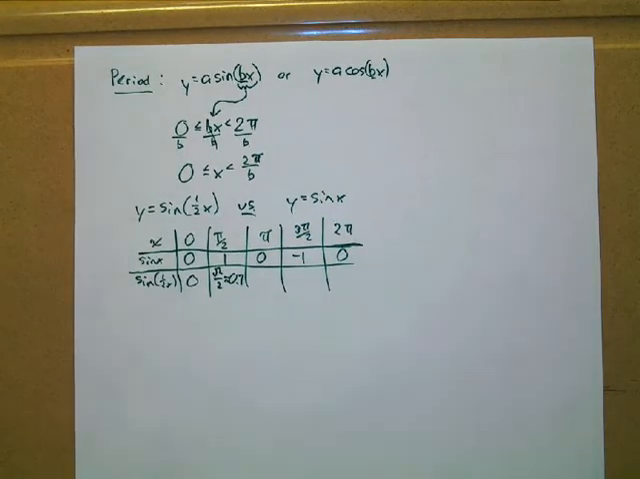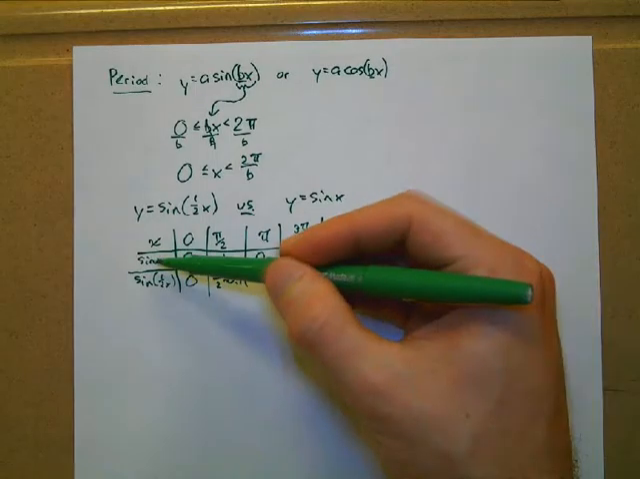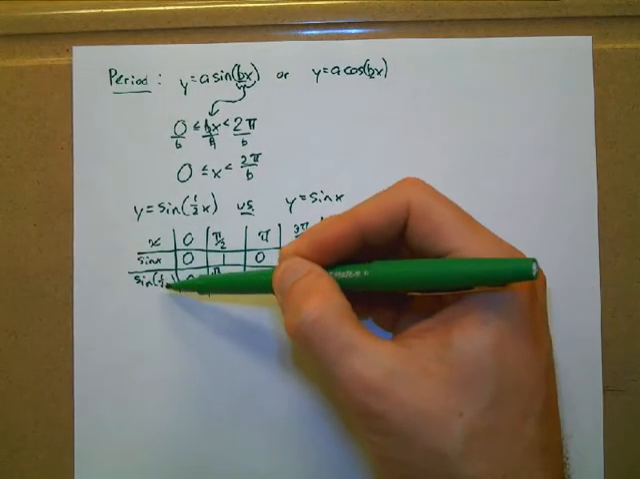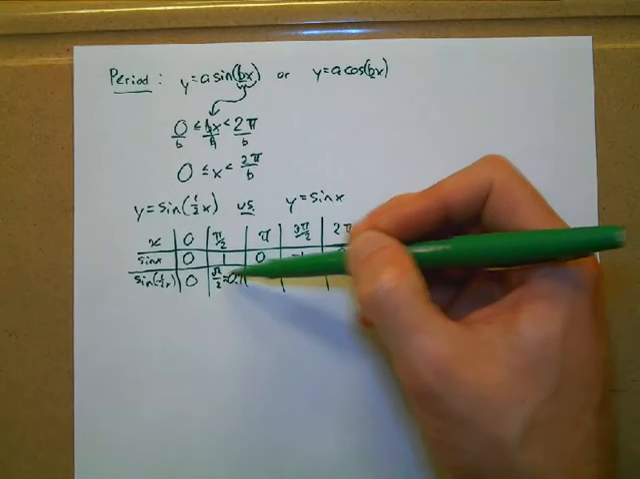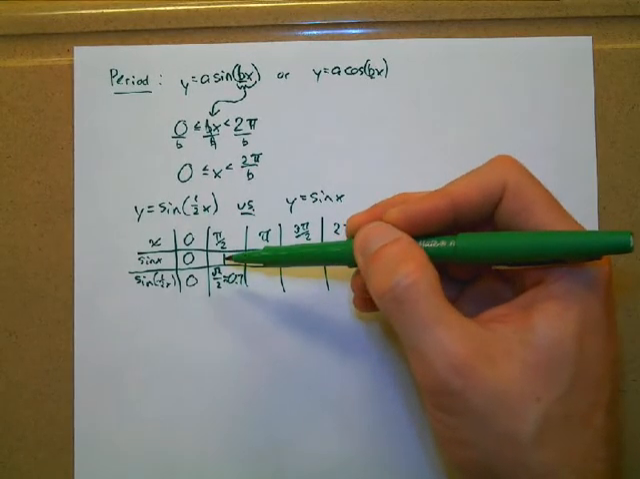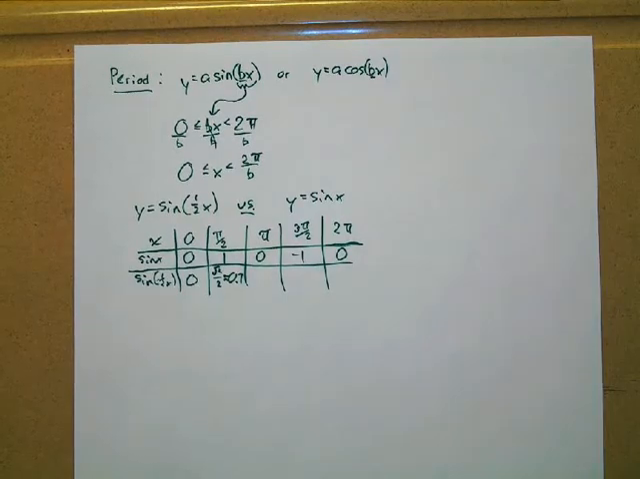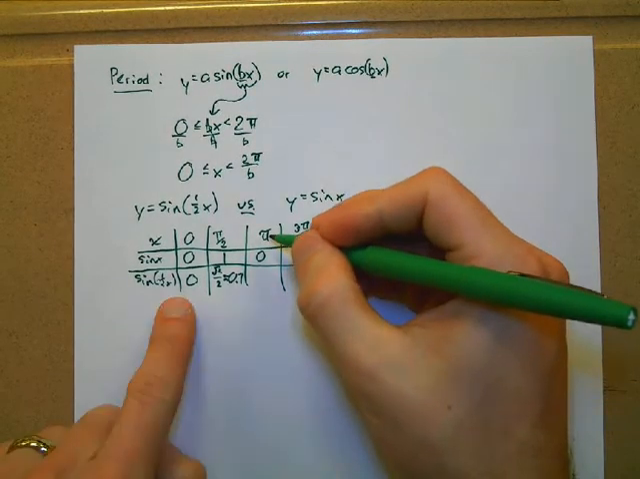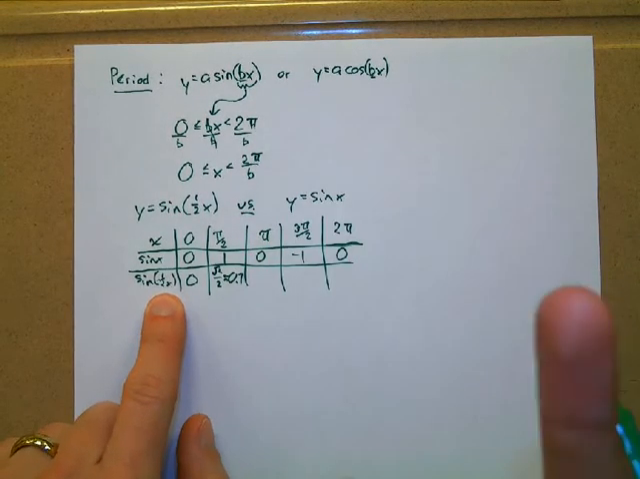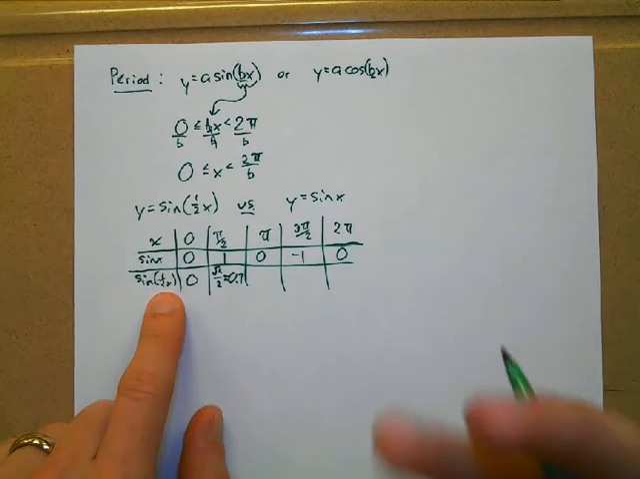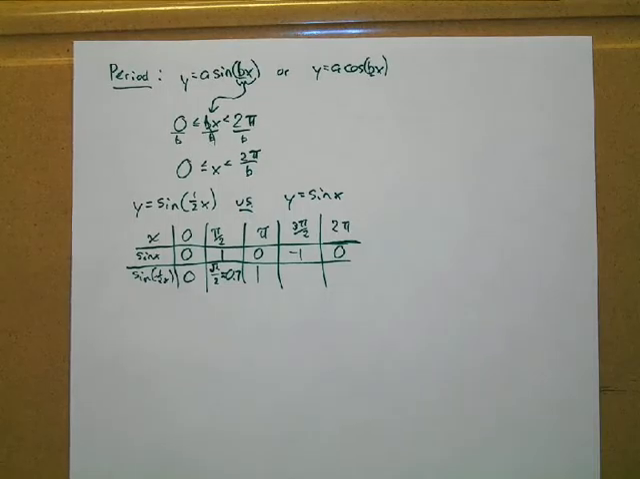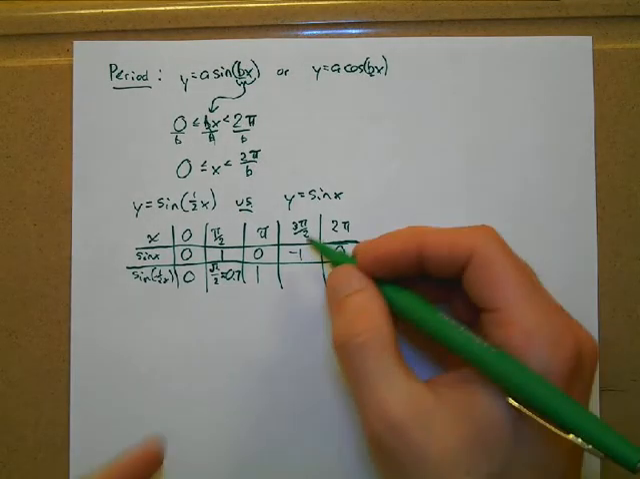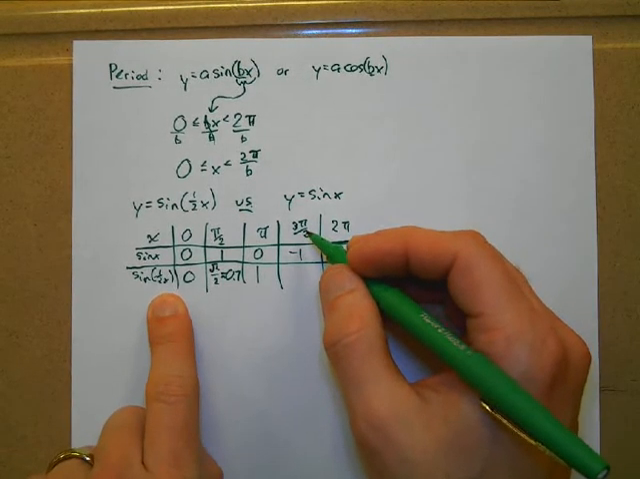Now we plug in pi. Pi times 1/2 is pi over 2, right? What's sine of pi over 2? 1. Now we're at the 1 here. For 3 pi over 2, again we multiply by 1/2, so it's really 3 pi over 4. What's sine of 3 pi over 4? It's still root 2 over 2, or about 0.7. And then finally, 2 pi. 2 pi times 1/2 is pi, so the sine of pi is now 1.